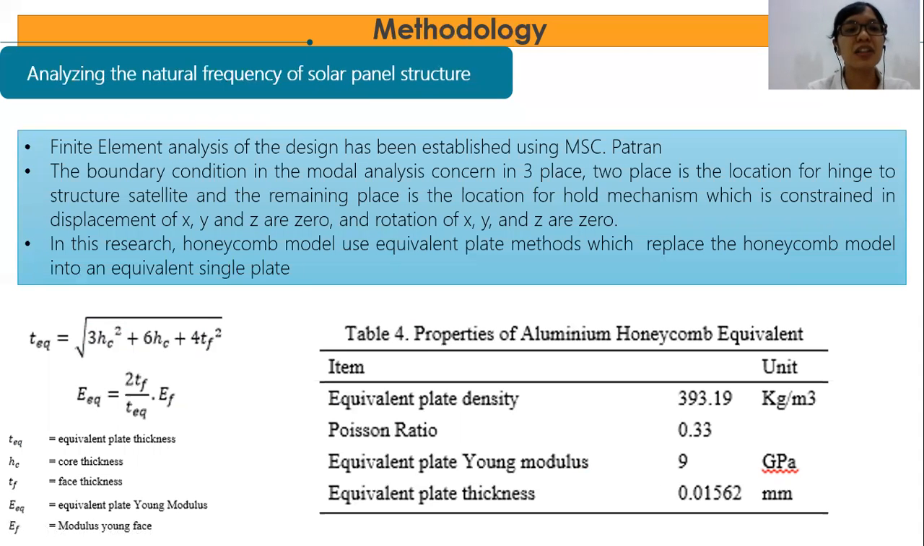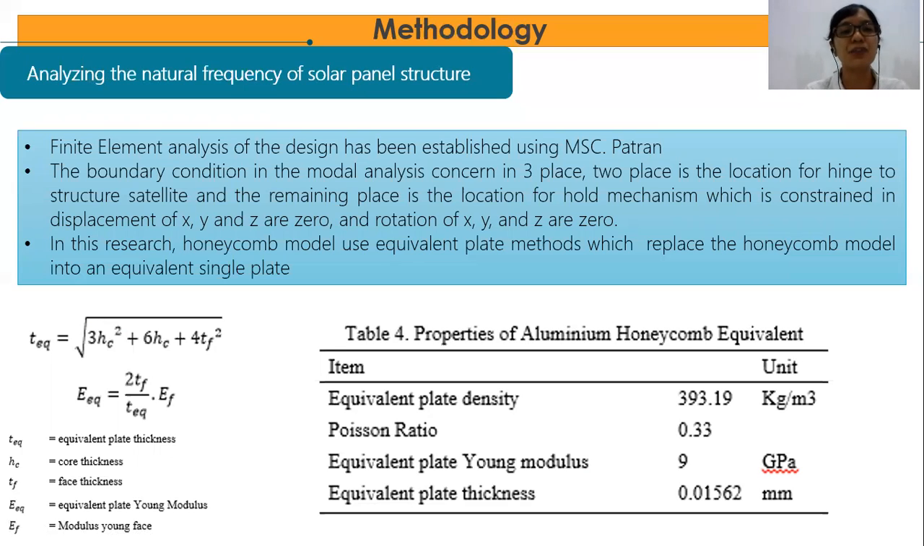The next method is analyzing the natural frequency of the solar panel structure. Finite element analysis of the design has been established using PATRAN. The boundary condition in the modal analysis concerns three places. Two places are the location for the hinge to the satellite structure, and the remaining place is the location for the hold mechanism, which is constrained in displacement of x, y, z are 0, and rotation of x, y, and z are 0 too.